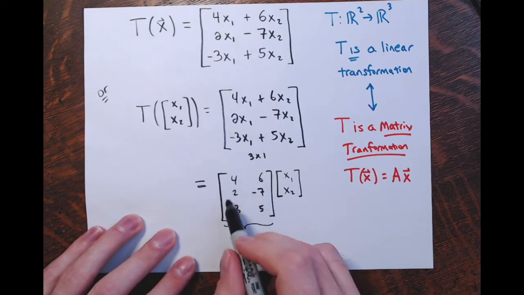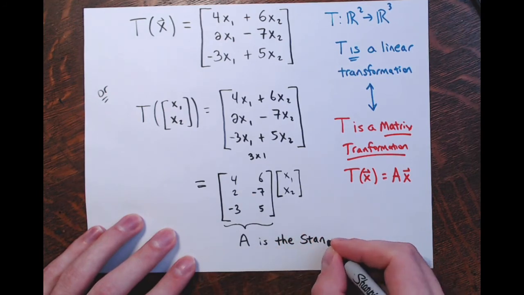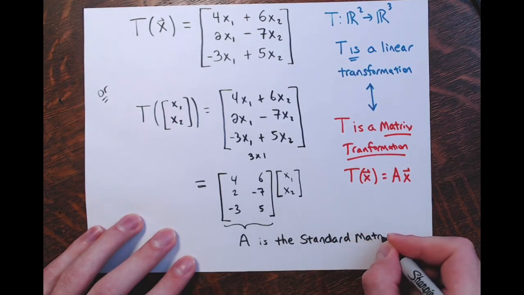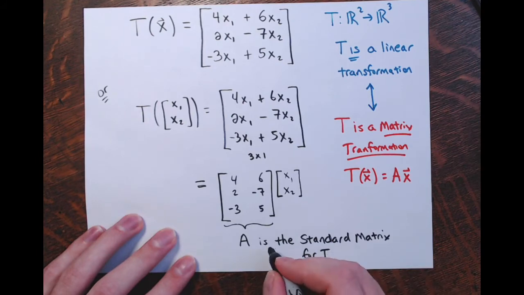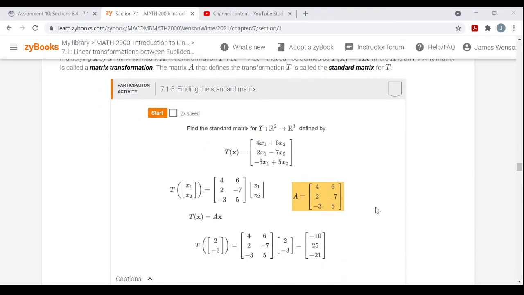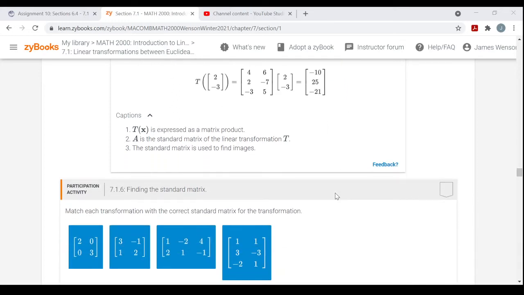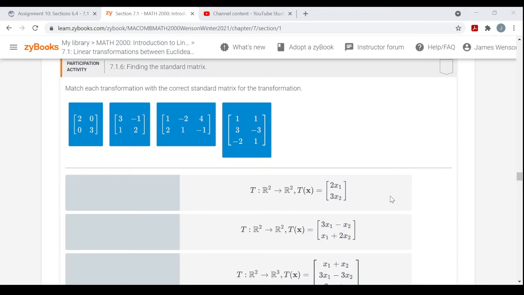This matrix, this 3 by 2 matrix here with 4, 6, 2, -7, and -3, 5 rows, would be called the standard matrix for T. Right. Very, very easy, in my opinion, to find the standard matrix of some linear transformation. And they show you that same thing here. Then if you wanted to find an output, see they plug in 2, -3. You could plug it in up here if you want, or just take 2, -3 and multiply it by this standard matrix and get your output vector. Very simple. So again, very easy here.